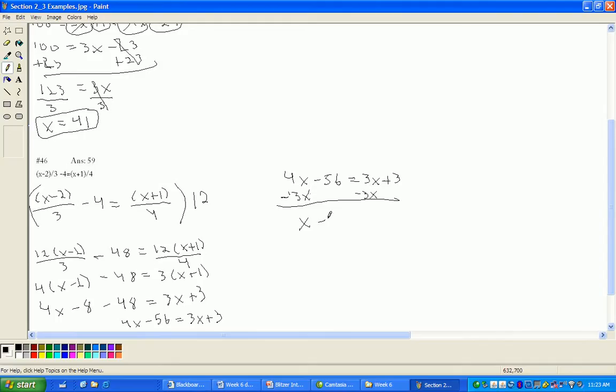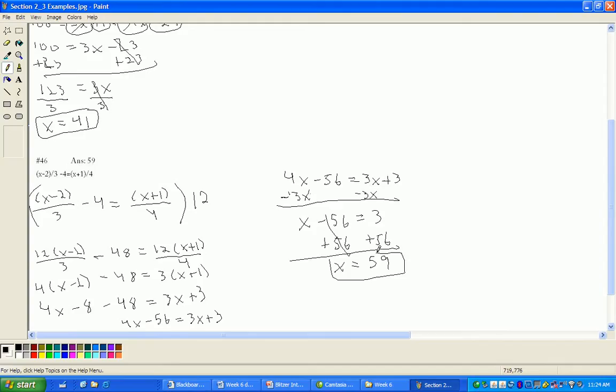Now we move our constants to the right. We add 56 to both sides. Negative 56 plus 56 is equal to 0. 3 plus 56 is equal to 59. We just bring our x down. X is equal to 59. There we go. And sure enough, our answer is x equal to 59. That was a long one, huh?